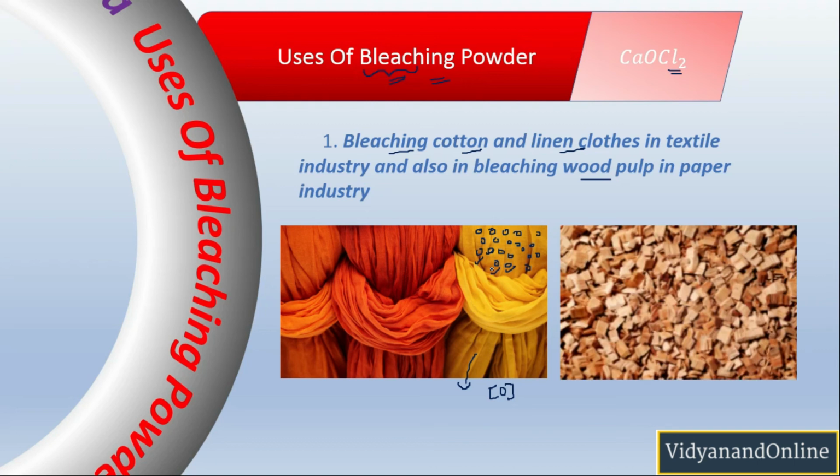It is also used in the paper industry. This is a picture of wood pulp from which paper is obtained. Now the paper which we use is white in color. The question arises, how does this wood pulp, which is brown in color, get converted to white? This is because of the bleaching action of the bleaching powder.